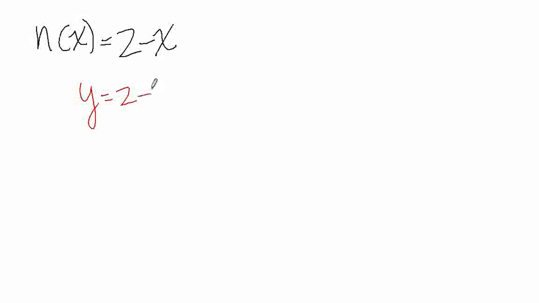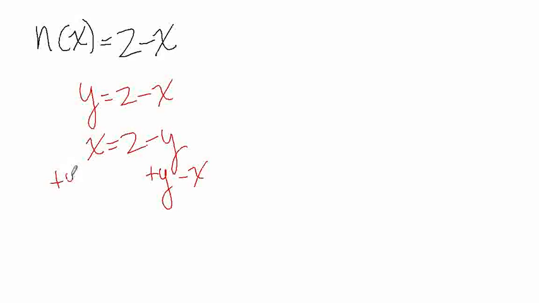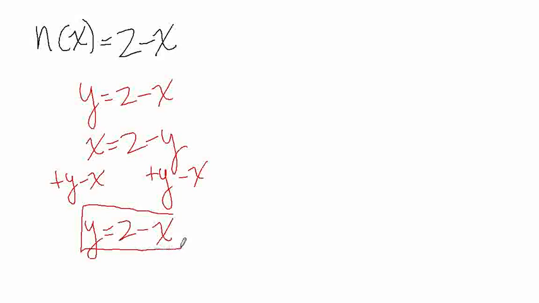So y is equal to 2 minus x, so x is equal to 2 minus y. How about adding y and subtracting x from both sides? So that gives y is equal to 2 minus x. Now, notice something interesting about the inverse function that we found. It's equal to the original function. It's possible for a function to be its own inverse. So keep that in mind.